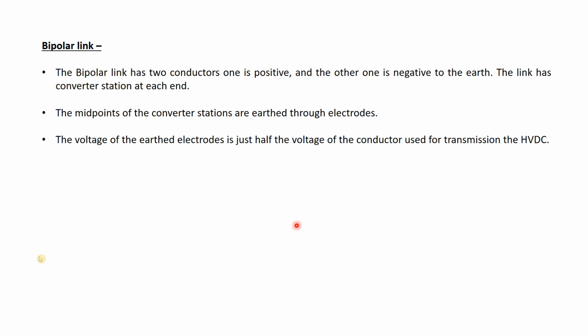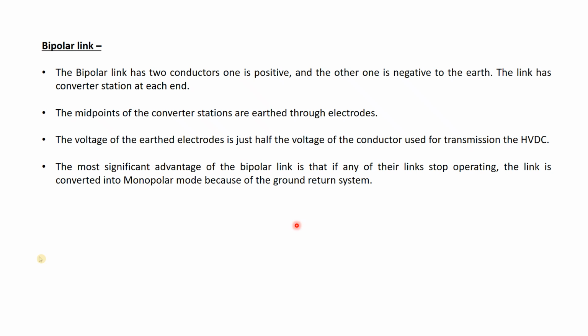In HVDC, the voltage of the earth electrode is just half the voltage of the conductor used for the transmission of HVDC. So that means the electrodes which are used for the earthing have half voltage. That means if the voltage of the HVDC transmission conductor is, suppose, 800 kV, then the earthing voltage should be 400 kV. It is always half.